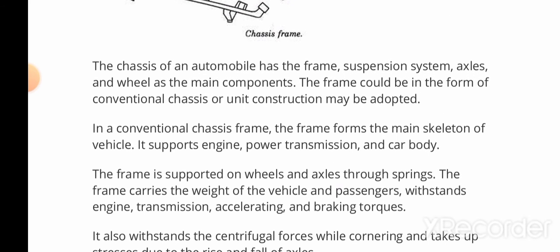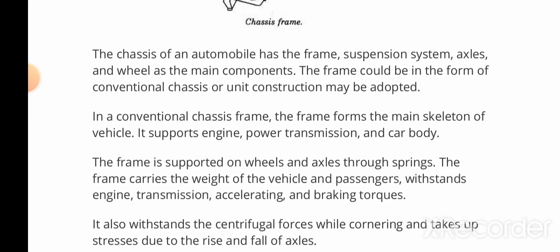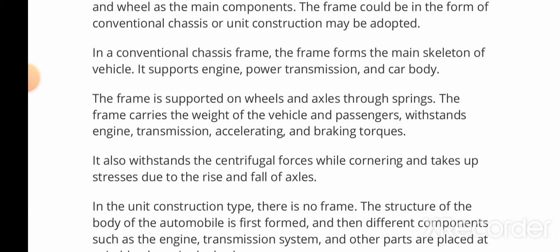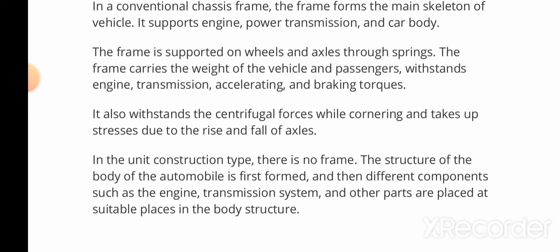According to the design, the chassis of an automobile has the frame, suspension system, axles, and wheels as the main components. The frame could be in the form of a conventional chassis, or unit construction may be adopted. In a conventional chassis frame, the frame forms the main skeleton of the vehicle. It supports the engine, power transmission, and car body. The frame is supported on the wheels and axles through the springs.